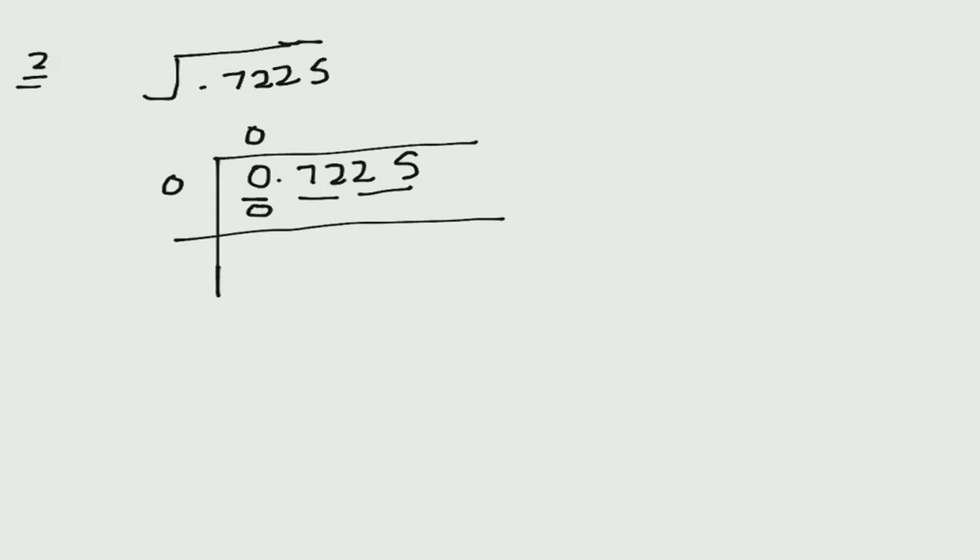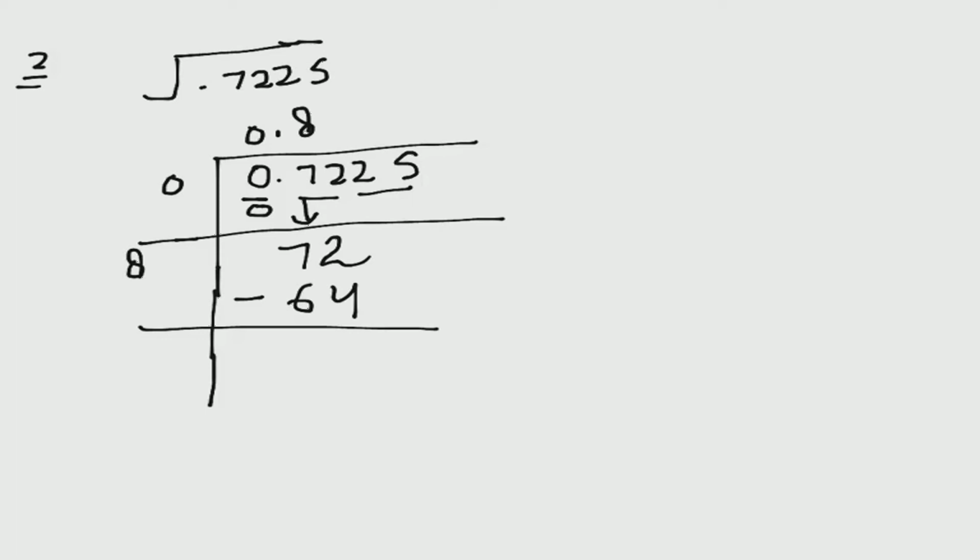Then we will subtract. Then we have the decimal point, so we will put the decimal point over here. Then we will copy 72 in the next pair. So here we will get nothing because 0 times anything will be 0 only. So here clearly we can go with 8. And 8 times 8 will be 64. 9 times 9 will be 81, so that number will be bigger than 72.